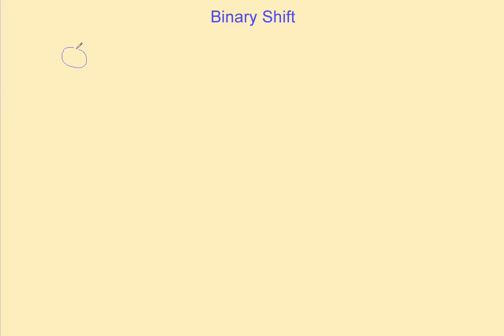I have an 8-bit or 1-byte number, 0001 0001, and I apply a left shift of 3. That means I'm going to multiply it by 2 to the power of 3. That equals 2 times 2 times 2, which of course is 8.